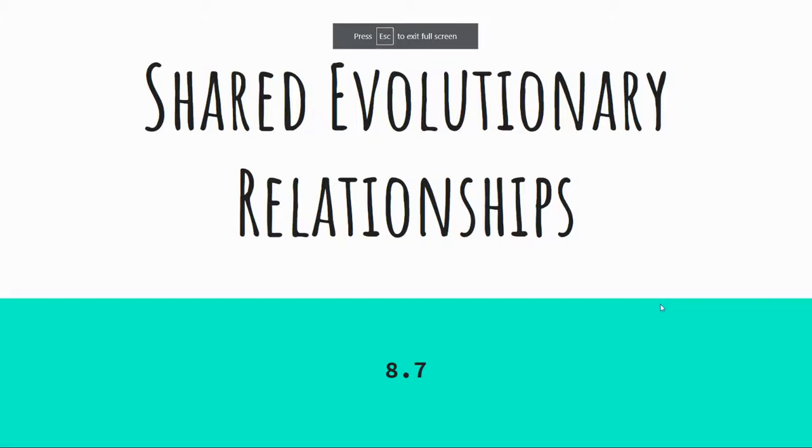All right, so we'll move on to 8.7, which is going to be shared evolutionary relationships, and also the evidence that we have that supports shared evolutionary relationships.